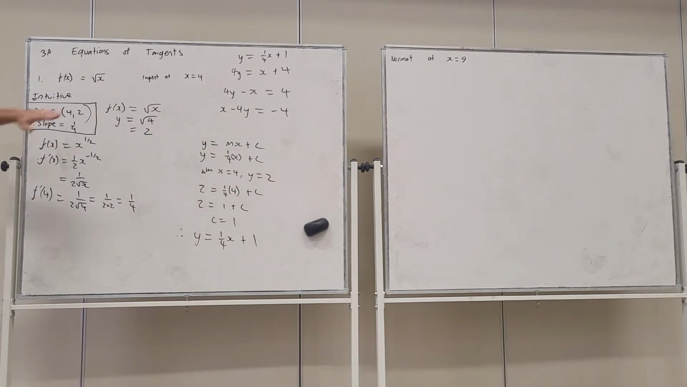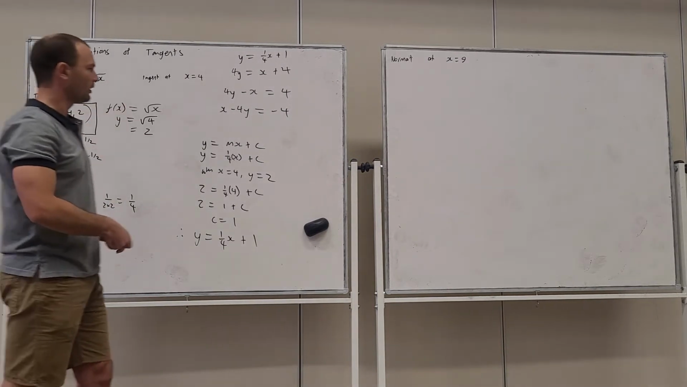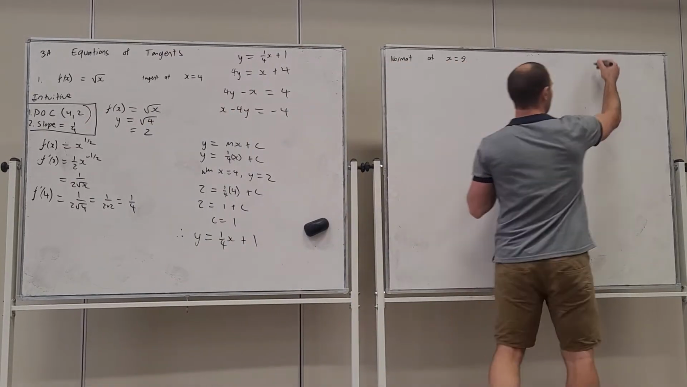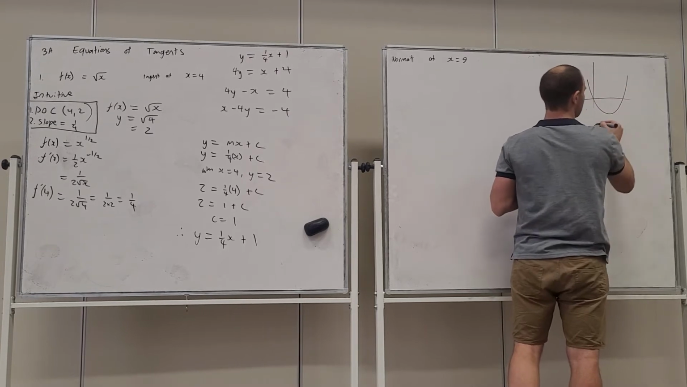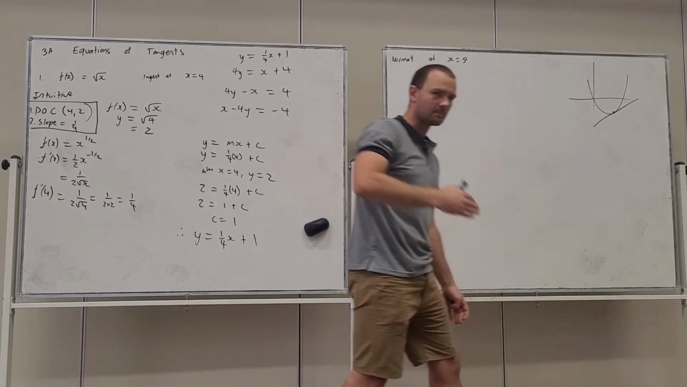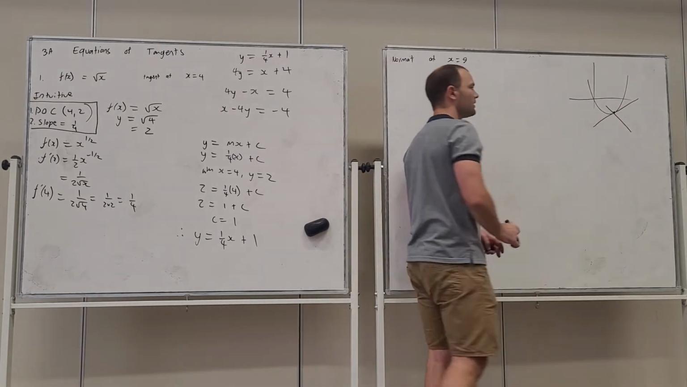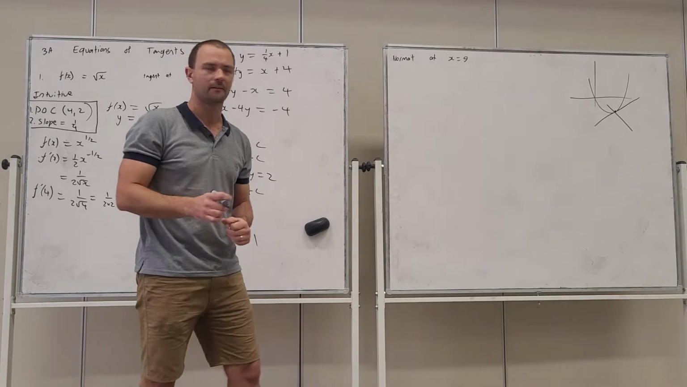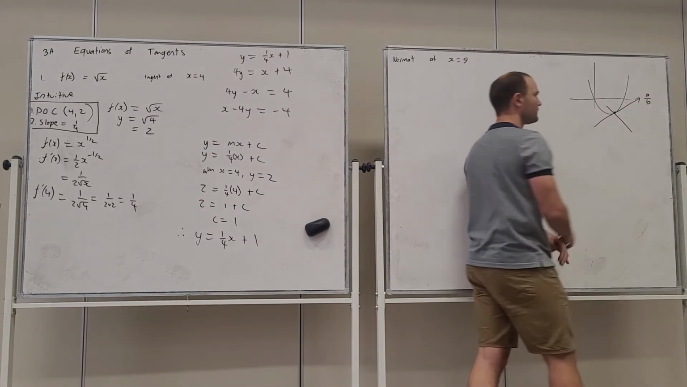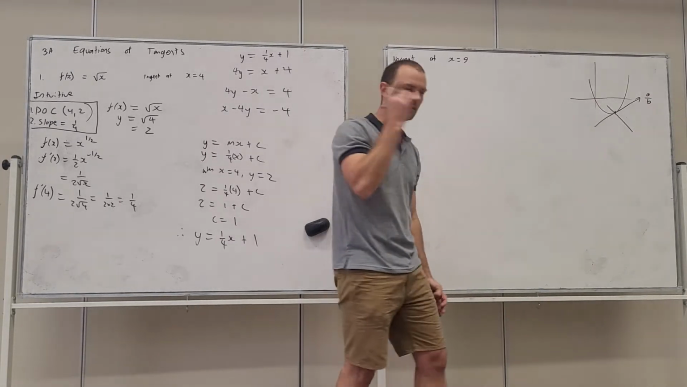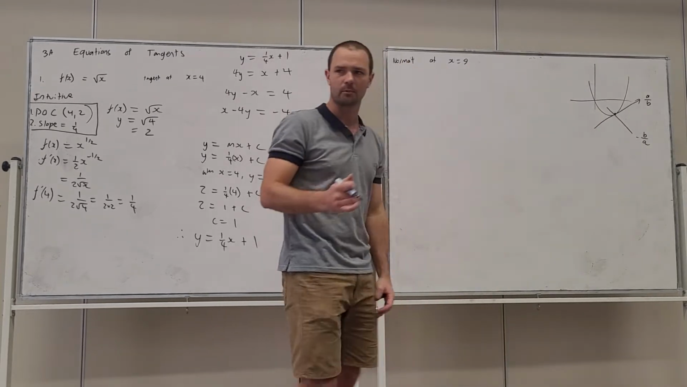Alright, next we're going to continue with the same equation here, but now we're asked to find the normal at x is 9. So if we have a tangent, so this is a tangent, a normal is a line that is perpendicular to the curve. Alright, so if this line has slope a on b, then the perpendicular line has slope minus b on a. It's the negative reciprocal of a line.